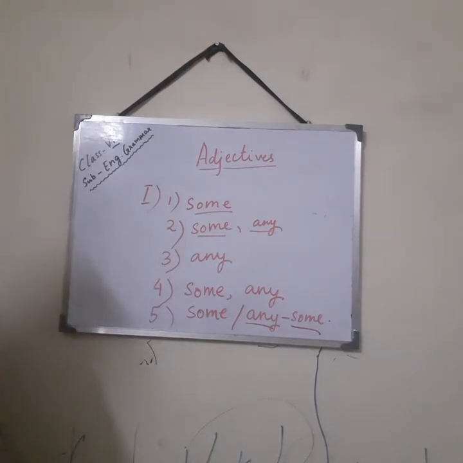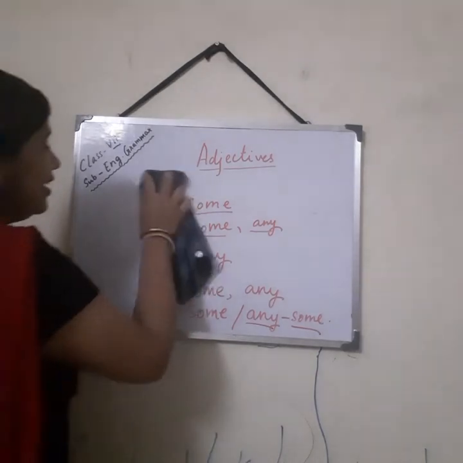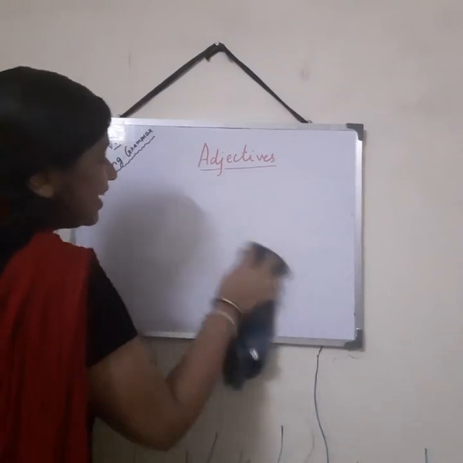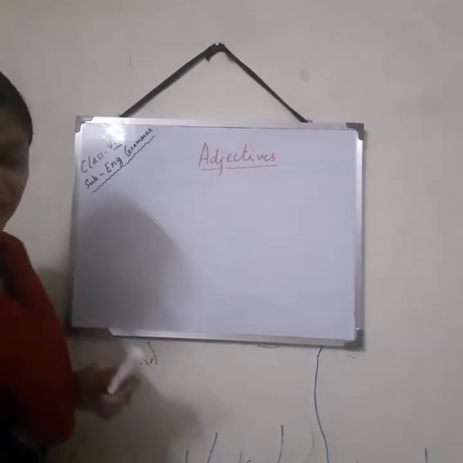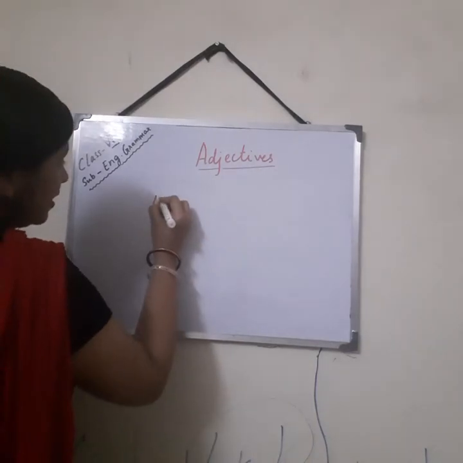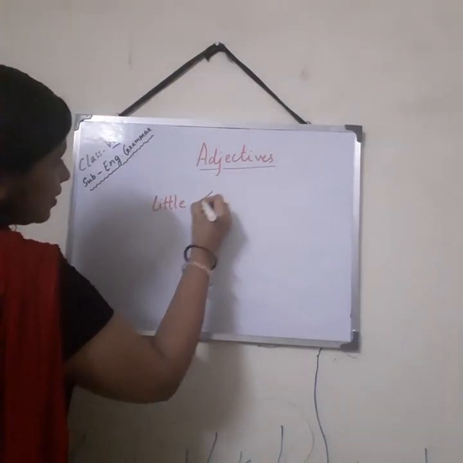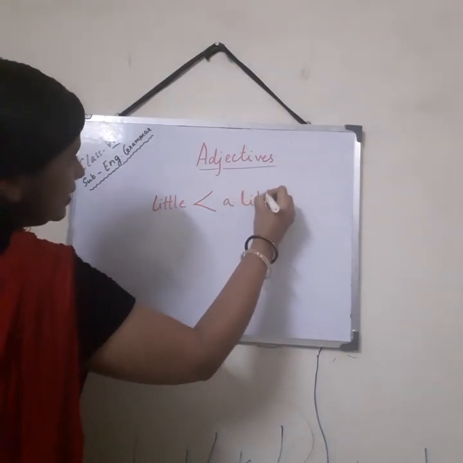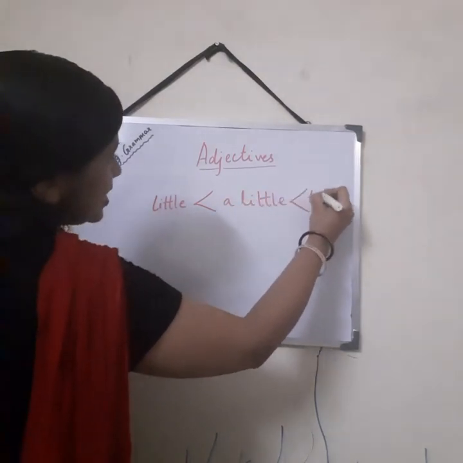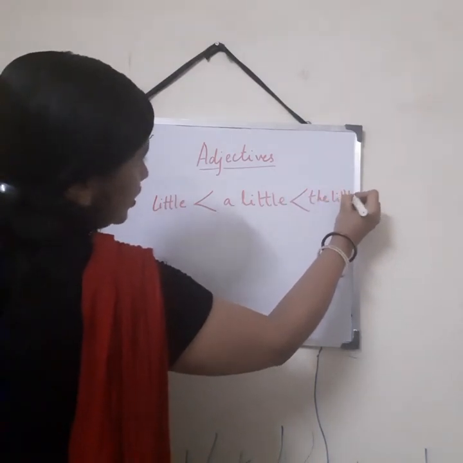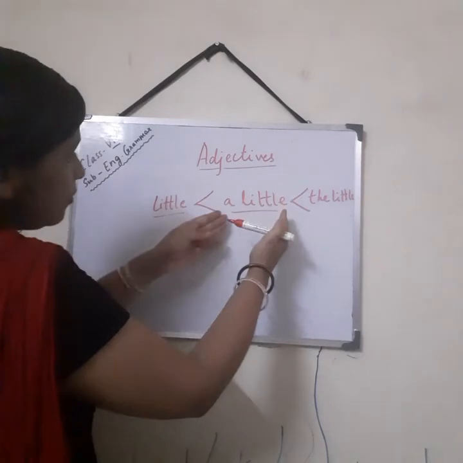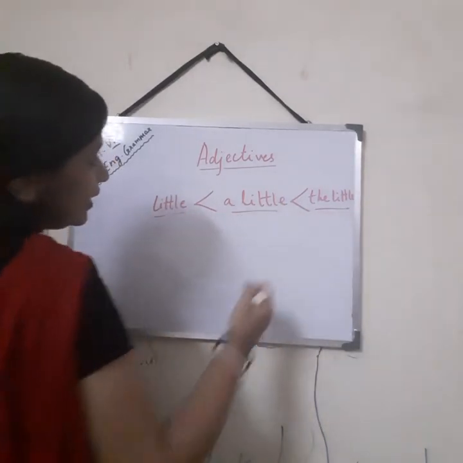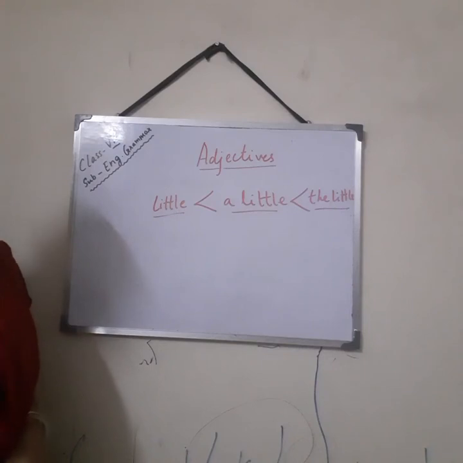Little, a little, the little, and few, a few, the few. To tell it in a short manner, just little is less than a little, which is a little less than the little. That means, in matter of comparison, little is very less, a bit more than little is a little, and a bit more than a little is the little. That means some amount. So this is very less. This is a bit more than this. That means it is some quantity. And the little means something more than that. Similarly, few also has the same comparison.